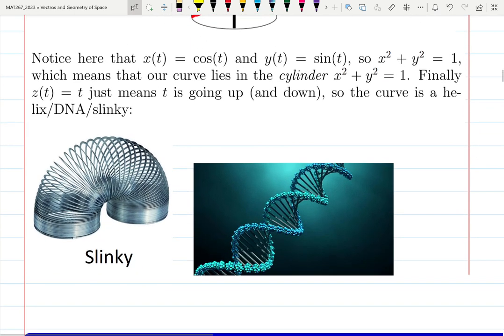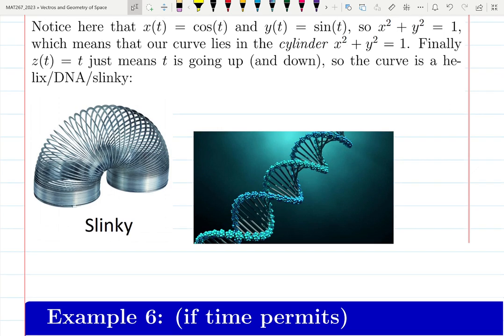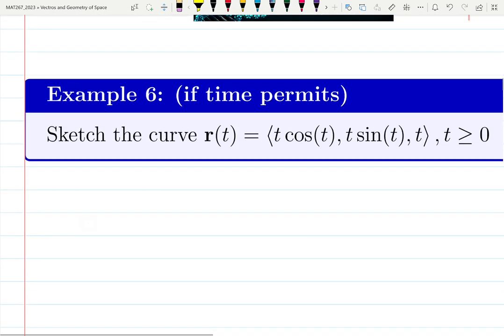So x squared plus y squared equals 1. That means that our curve lies in the cylinder x squared plus y squared equals 1, just like you said, a cylinder. z equals t means t is going up or down. So the curve is a helix, like DNA, and also a slinky. That's actually kind of a slinky idea here too. Pretty cool. Do you find that fascinating? So it's pretty cool that biology already has this idea from the moment we exist.